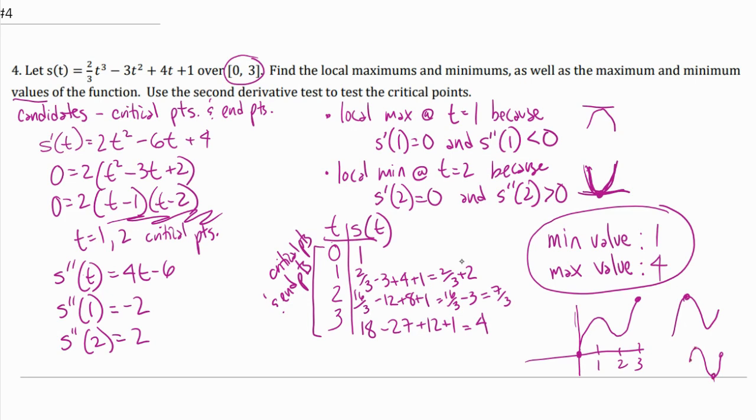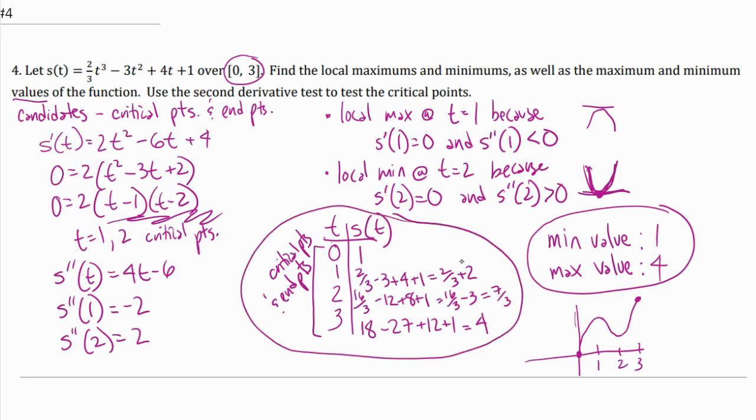So I just want to point out that just because some certain things happen in this example doesn't mean they always happen. That's why it's important that you understand the process. And again, if you're finding max and min values, just plug the candidates into a T-chart to find those out. Okay, you have to figure out what your candidates are first, which are critical points and endpoints, and then you can make a T-chart to check.